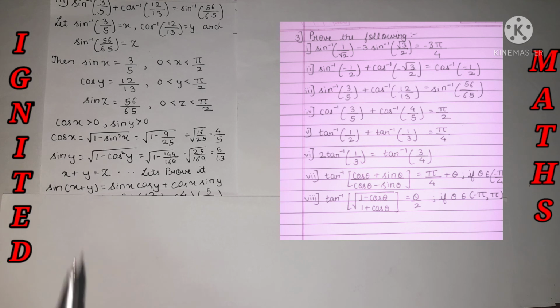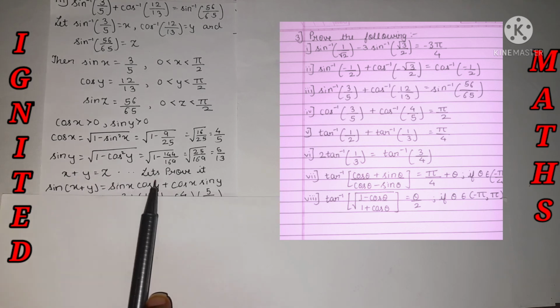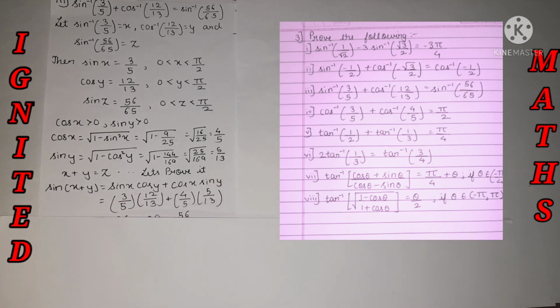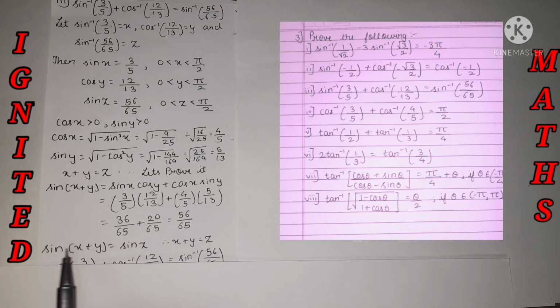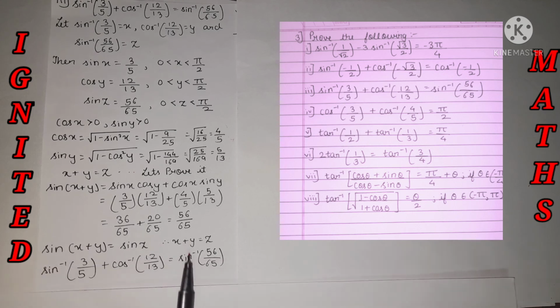So we have represented sine of x plus y as nothing but sine of x cos y plus cos of x sine y. In which sine of x and cos y, we know the value, we have found it. Just put the value accordingly and we will be getting the answer. It's nothing but sine of x plus y. So sine of x plus y is equal to sine z. If it's equal, then x plus y is equal to z. So that's nothing but the proof.